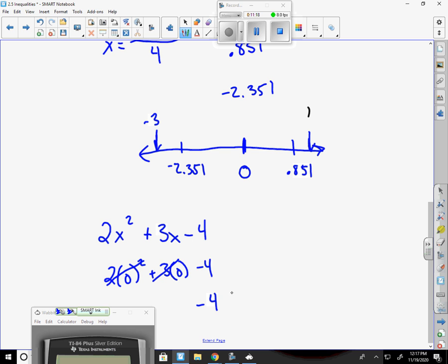Since negative 4 is less than or equal to 0, I know that this whole area inside of here is going to be below the x-axis. So that's how I would know that it's that interval.